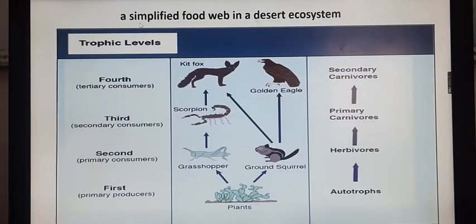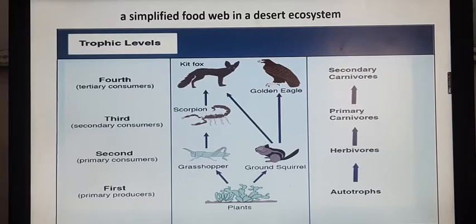So this is another diagram which is showing the food web in a desert ecosystem. In this we can see the trophic levels also. So primary producers will be the plants. Plants are eaten by squirrel also, grasshopper also, which are the primary consumers or herbivores. Then the grasshopper is eaten by scorpion, and the squirrel is eaten by fox. Scorpion is also eaten by fox.